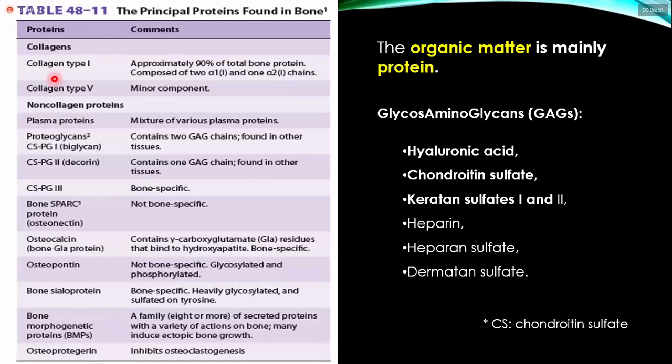So the major type of collagen that we could find in the bone is type 1, and it represents more than 90% of the total proteins that we have in the bone. That's why this protein is classified as a major one.